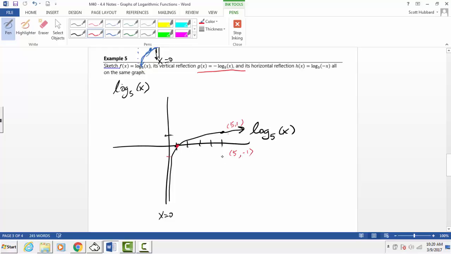like that. And then all of these negative values on the original graph are going to have to be shifted up to here. And so now this is what the graph looks like of negative log base 5 of x. So that's the vertical reflection.